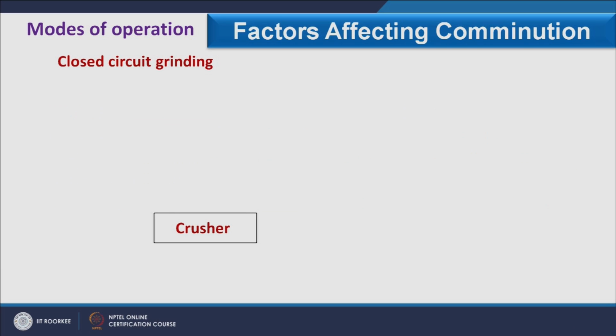Here I am having another mode of operation which we call closed circuit grinding. Now in this what will happen, this is the crusher, feed enters from one side. The crushed product exits the crusher from another side. So, we call this an open circuit.